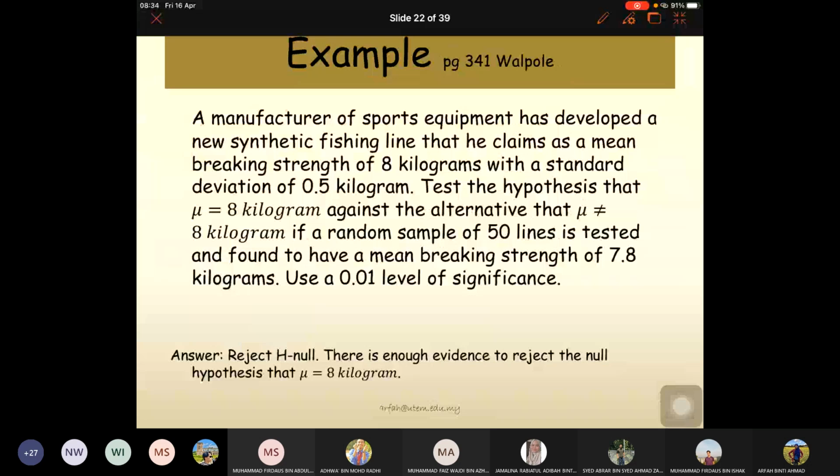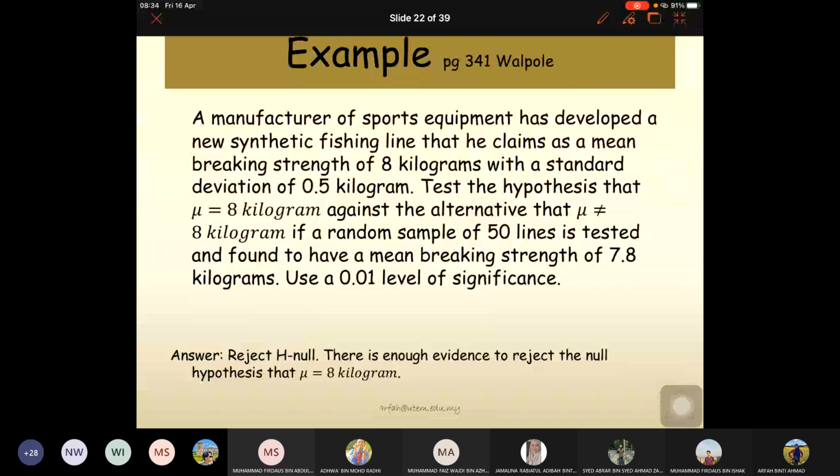So dia kata test the hypothesis with a random sample. So in here you are given n sama dengan 50, this one sample, and found to have a mean breaking strength x bar sama dengan 7.8. Okay. So dia ada bagi standard deviation 0.5 tu apa? Sigma atau s? Sigma, okay, betul. Sebab dia daripada population, that information given. So sigma sama dengan 0.5.